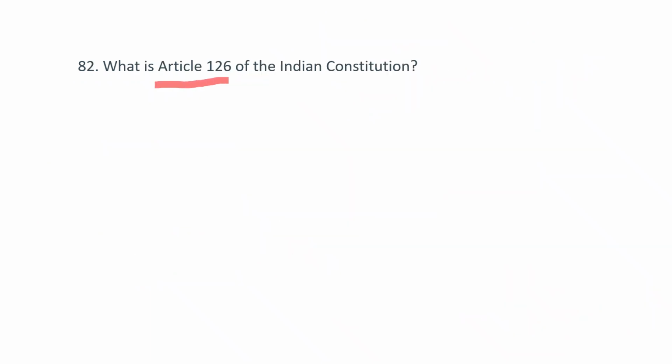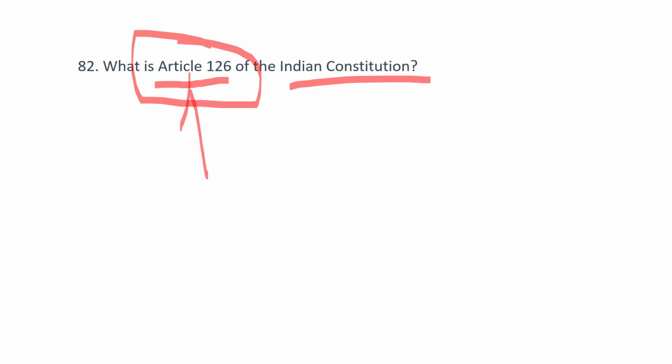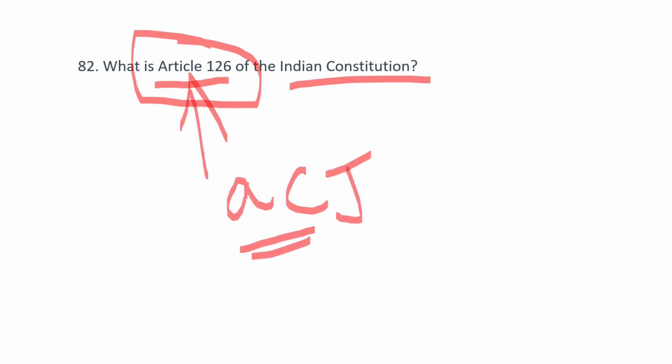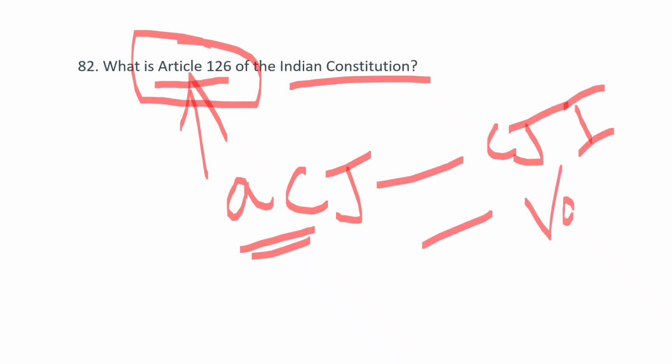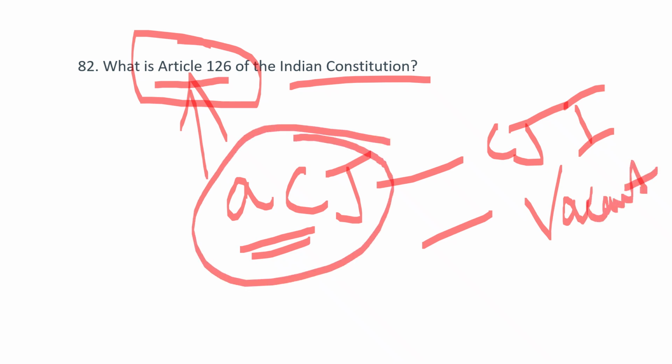What is Article 126 of the Indian Constitution? Article 126 deals with the Acting Chief Justice of India, ACJ. In the absence of the Chief Justice of India, or if the place is vacant, then Acting Chief Justice of India can be appointed under Article 126 of the Indian Constitution, and the President will appoint that Acting Chief Justice of India.